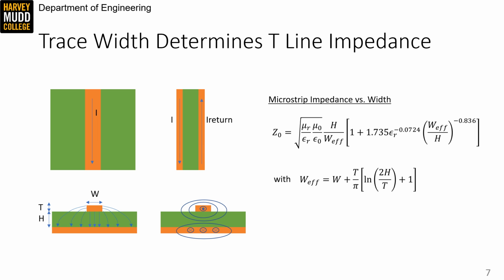Now, this microstrip is one way to build a transmission line. It turns out there are many others, and you should familiarize yourself with the profiles and impedance formulas for strip lines and coplanar waveguides, both of which can be useful.